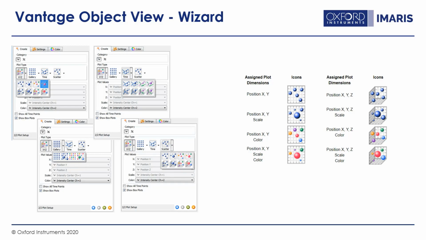To create these different 2D or 3D scatter plots, you will be pointed to a wizard. Like all the other wizards we have in Imaris, Vantage has its own wizard. In the wizard, you choose which plot type you want to have. You can have 2D scatter plots like XY, or the third dimension, and you choose the different statistics for each of those dimensions.